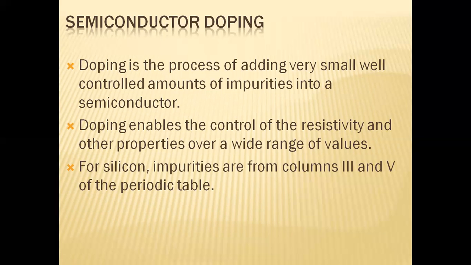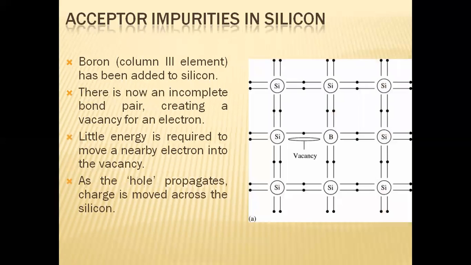As you have seen in the periodic table, there are columns 3 and 5 around silicon. Looking at it in depth, boron from column 3 is added to silicon. Now an incomplete bond pair creates a vacancy for an electron. Here a vacancy has been created between the boron and the four neighboring silicon atoms.